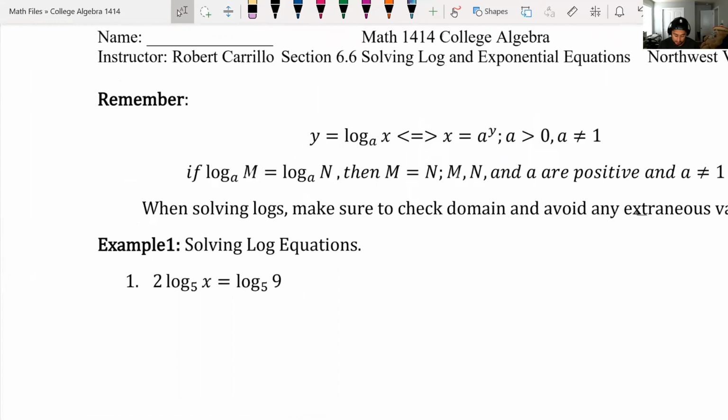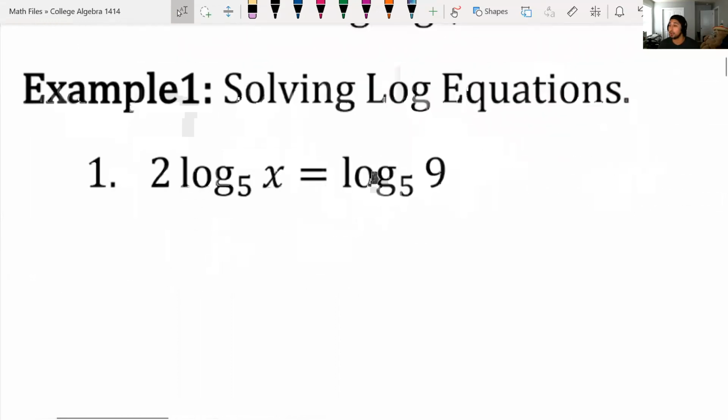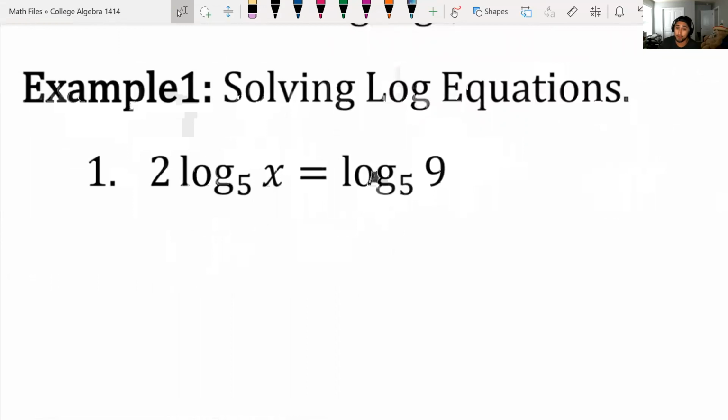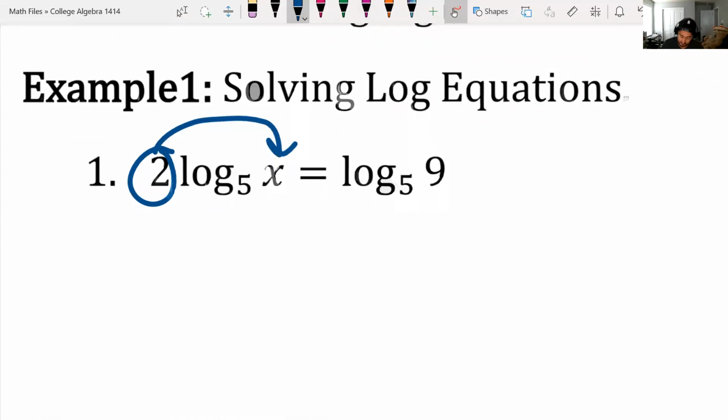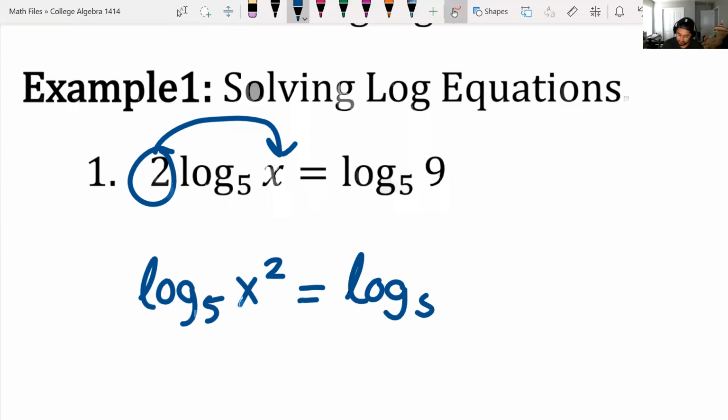Okay, so here we go. Lots of fun today. Okay, so 2 log base 5 of x equal to log base 5 of 9. Well, we want to solve for x here, but in order to do so, we have to get rid of this 2. This 2 has to go back on top of that x. So now you'll get log base 5 of x squared equal to log base 5 of 9.